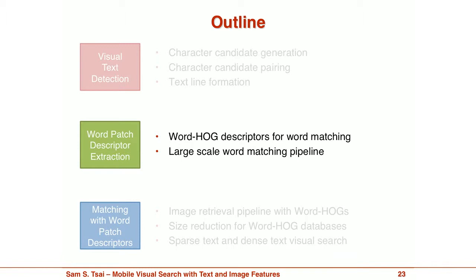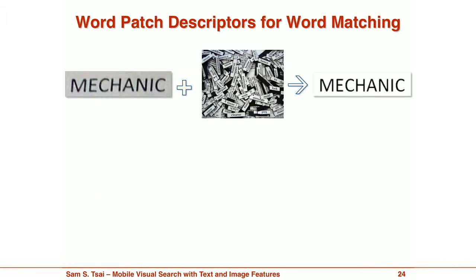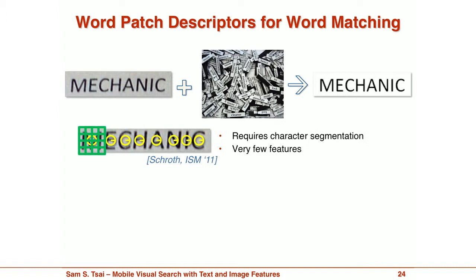Now that we have described how we detect text in words, let's talk about how the Word-HOG descriptors are used. As we have mentioned, the Word-HOG descriptor is designed to search and find a matching database Word-HOG given a query Word-HOG. We tried several different methods that are based on image gradient information. Groth proposed to extract SIFT descriptors from every character location. This requires character segmentation, which sometimes works and sometimes doesn't, and generates very few features.